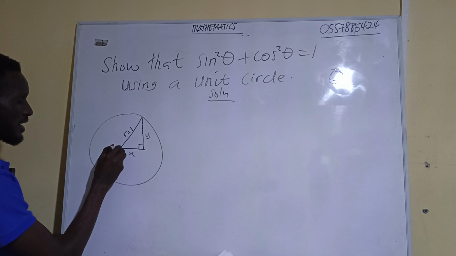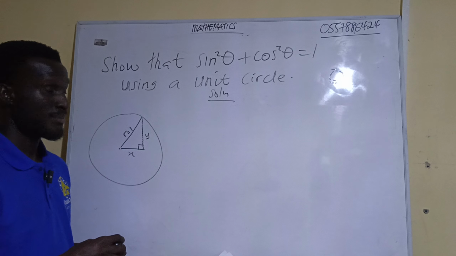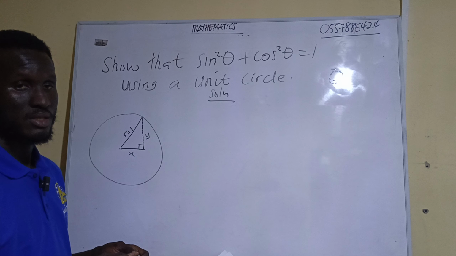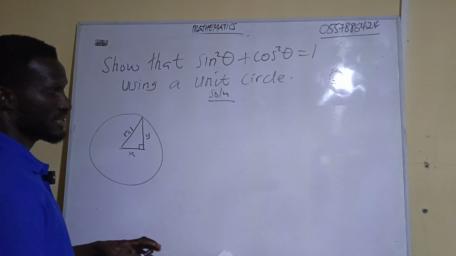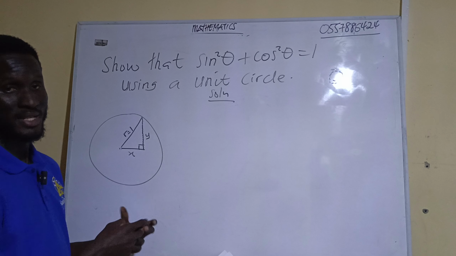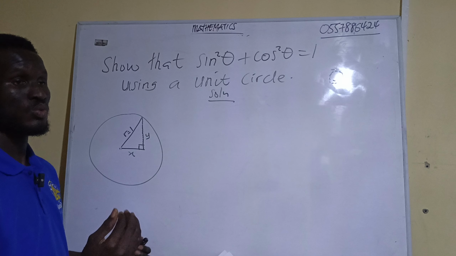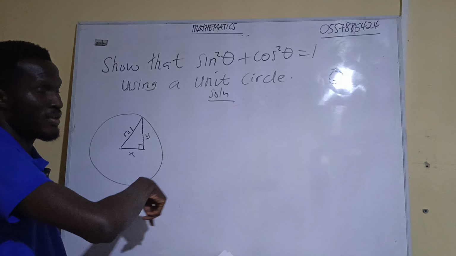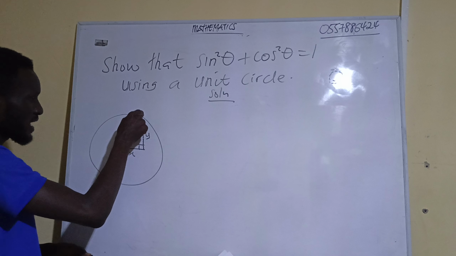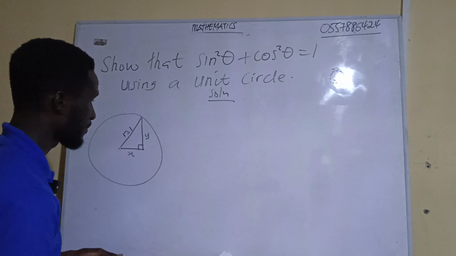y. Now, don't forget that this one is a unit circle because it has a radius of 1. The radius is the equidistance from the center to the circumference of a circle. Any distance from the center to any point at the circumference of a circle is the radius, and it is 1. R is equal to 1.